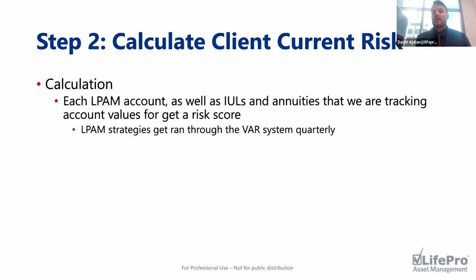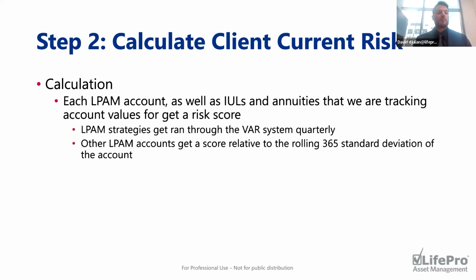So the same way we're calculating what their risk score is, we're taking those positions and getting a similar VAR risk score. We're going to update those quarterly, and that's how we get all of the scores for all the LPAM strategies. For all of the other accounts, we get a risk score by looking at the rolling 365 standard deviation of that account, and then we compare the standard deviations of those accounts to those LPAM accounts that we already have the VAR risk score for.